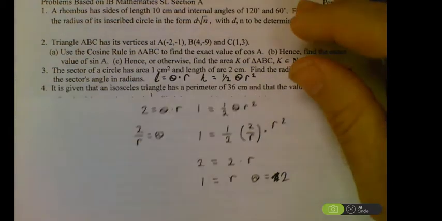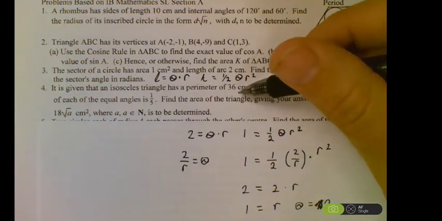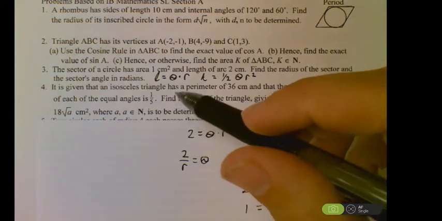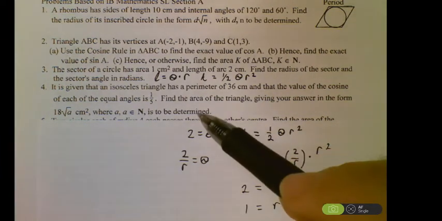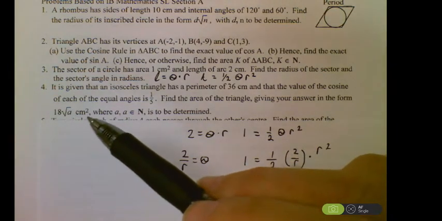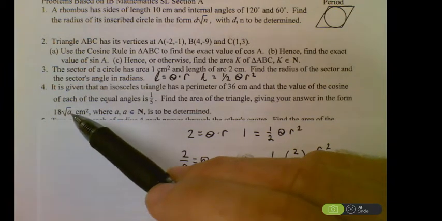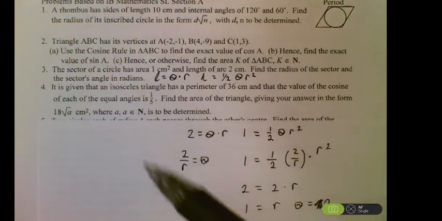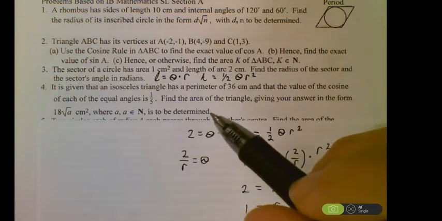Moving on, number 4. So we got an isosceles triangle with a perimeter of 36. And the value of the cosine of each angle is 1/5. Alright, so we're looking for an area, and they're giving us a specific form in which to write our answer. So this is very specific, so we got to make sure our answer comes out looking like this, where a is a number that we're going to figure out here, and they're just telling us that a is an element of the natural number system, which is just like 0, 1, 2, 3, 4, 5, and so on.